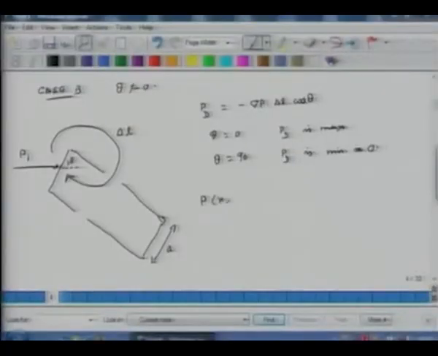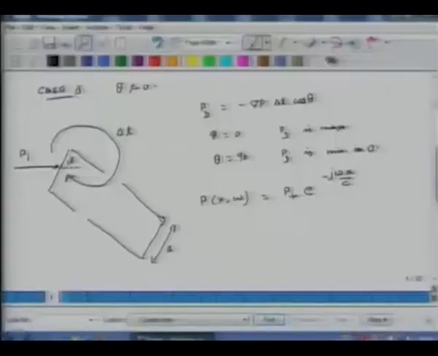We know P of x, omega is P plus e to the minus j omega x over c. I am assuming in this particular relation that I have a forward traveling planar wave. There's no reflection happening, so there's no P negative term. So gradient of P is minus P plus omega j over c e to the minus j omega x over c.